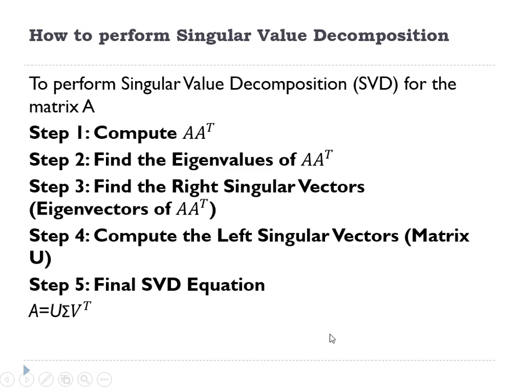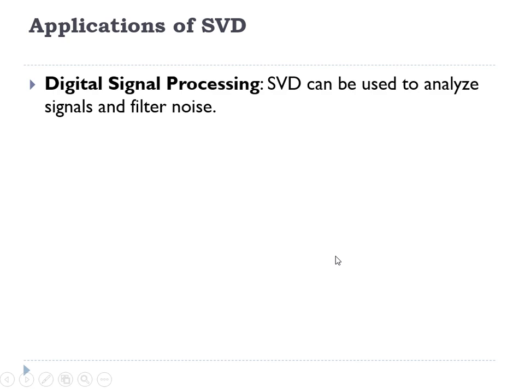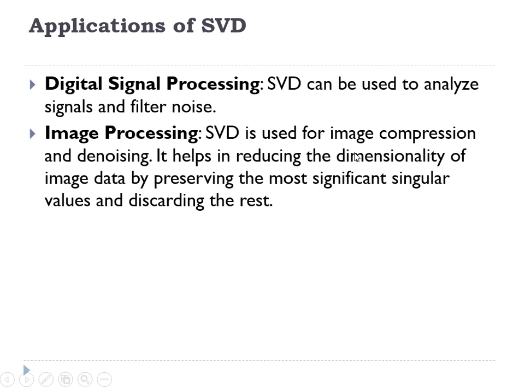We will see this through a problem in the next video on how we can apply SVD on a matrix A. Now coming to the applications of SVD, as I told you, it has a lot of applications. Apart from machine learning, you can also use SVD in digital signal processing, where you can use it to analyze the signals and filter noise. You can also use SVD for image processing, for image compression and image denoising. SVD helps in reducing the dimensionality of image data, yet it preserves the most significant singular values and discards the rest of the not very significant values.